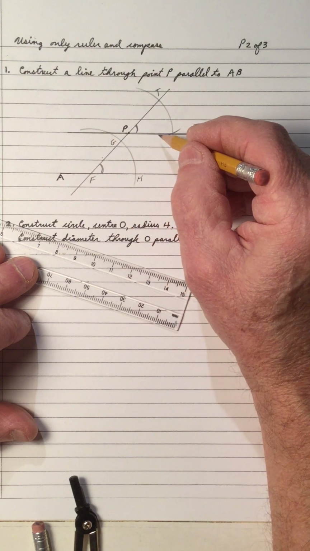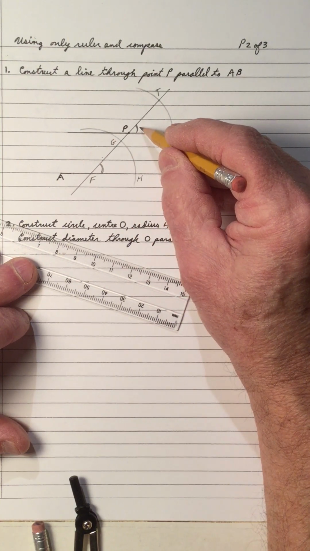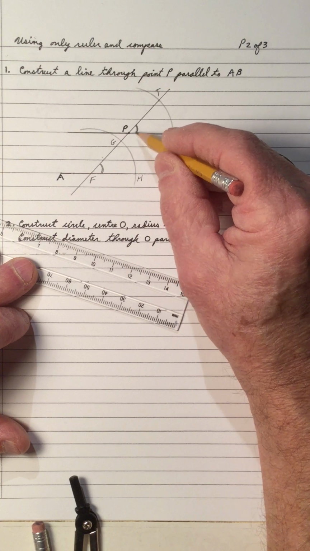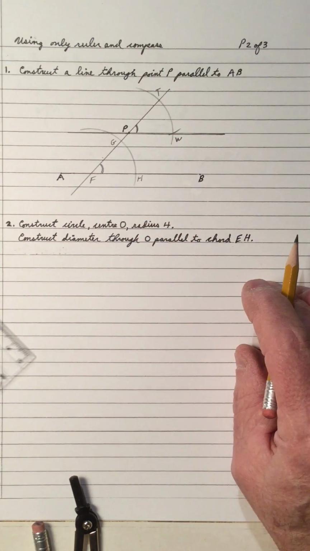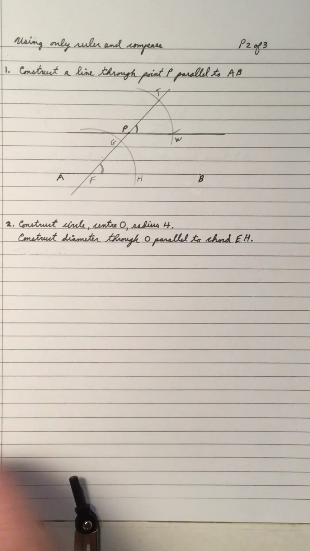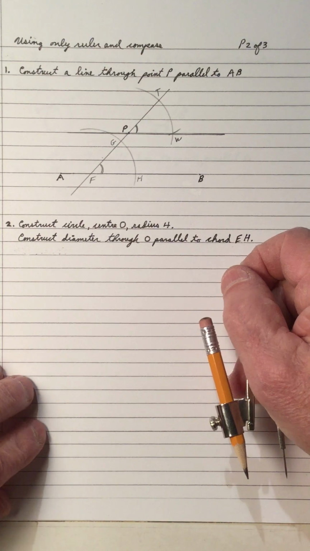Two lines are parallel to each other if the corresponding angles are equal. So since the corresponding angles are equal, this angle is equal to this one, and these two lines are parallel. So we're using what we did in the previous video. We copied an angle to get the lines parallel.